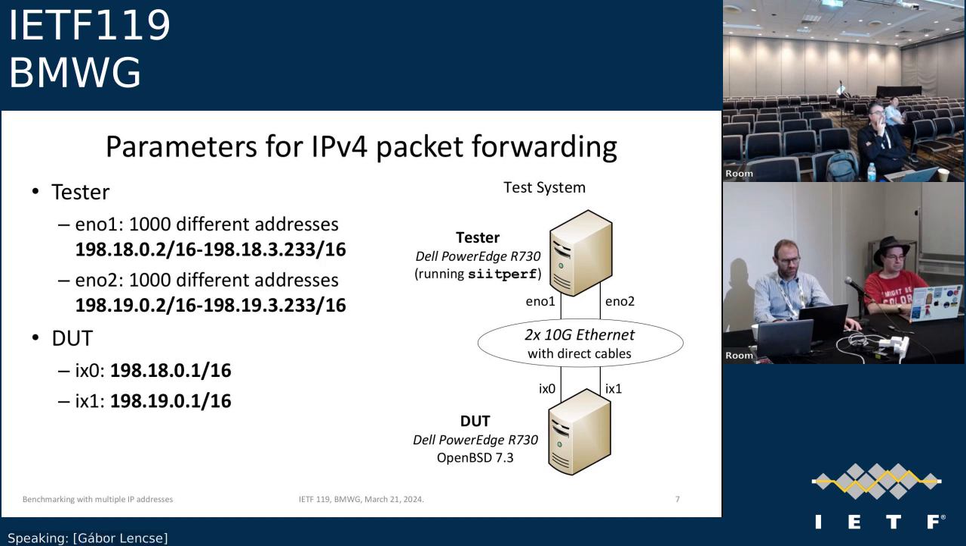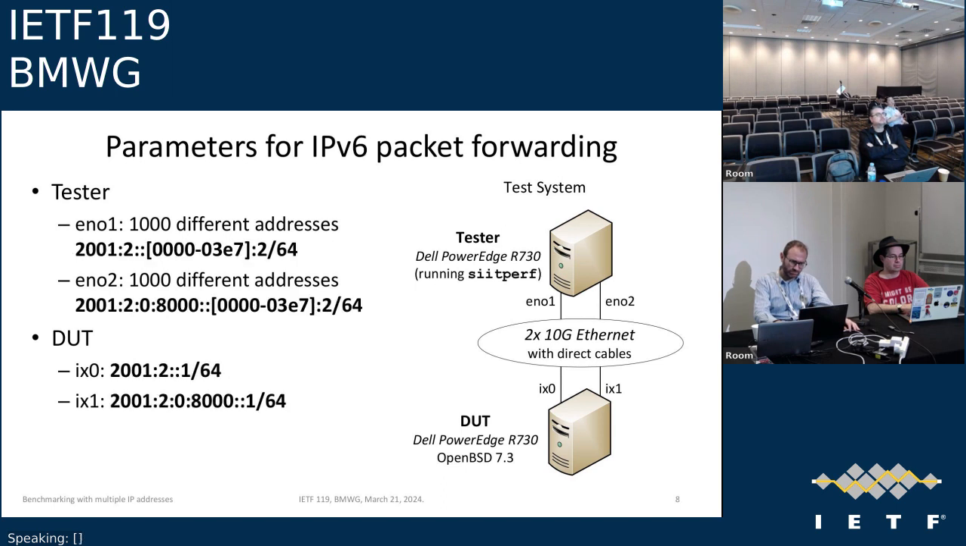So this is the IP version 4 packet forwarding configuration. I used 1,000 different IP addresses on both sides. So on the left side and the right side, these ranges were used. But of course, these are the addresses used by the tester. The device under test always uses a single IP address. Next slide, please. This is the version 6 configuration. It was very similar. These are version 6 addresses. However, the numbers of different IP addresses are the same. So on the left side, 1,000 different IP addresses. On the right side, 1,000 different IP addresses. And the device under test, again, had only a single address on each side. Next slide, please.